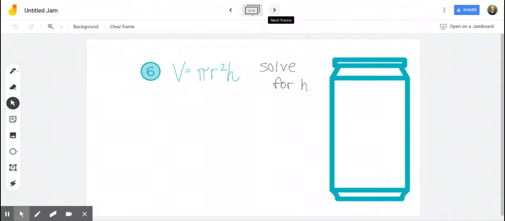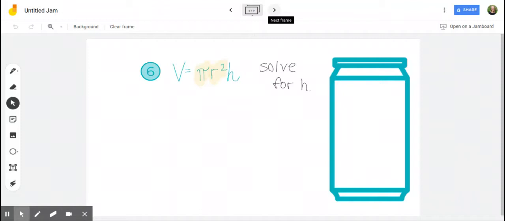Okay, so I see that this H is being multiplied by pi and by r squared, right? I know they're being multiplied because they're all right next to each other. There's no symbols or anything between, so I know they're being multiplied. So to get rid of that, to get rid of multiplication, something being multiplied, I do the inverse, the opposite, which is division.